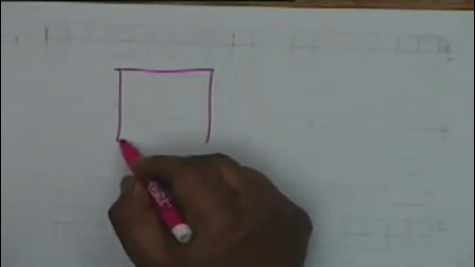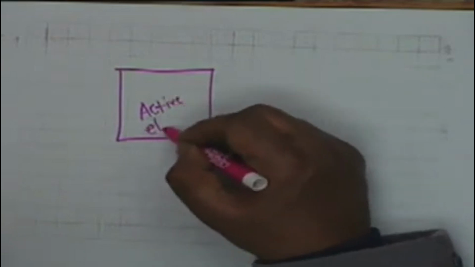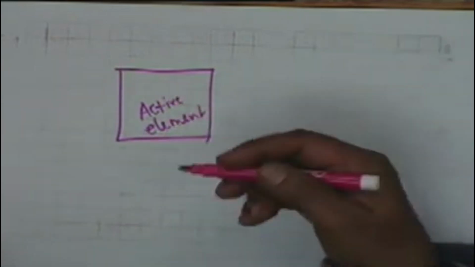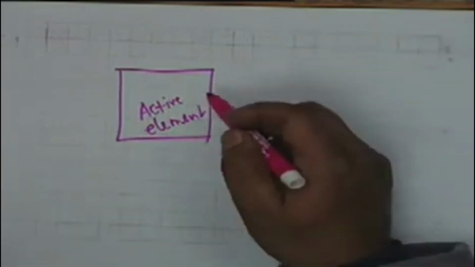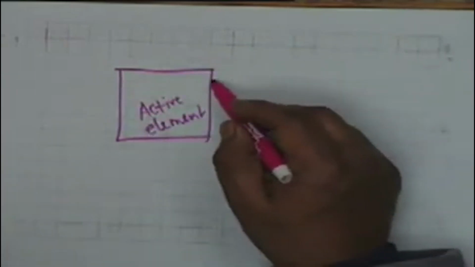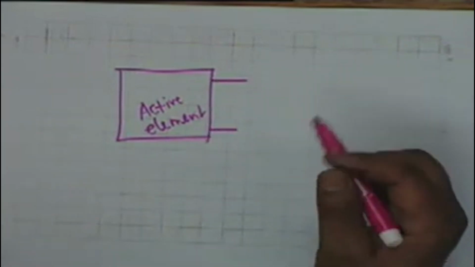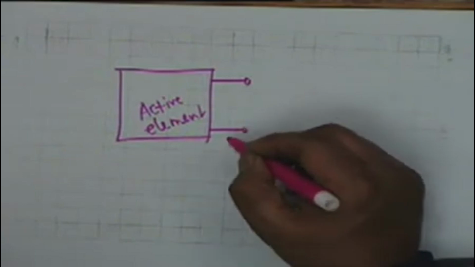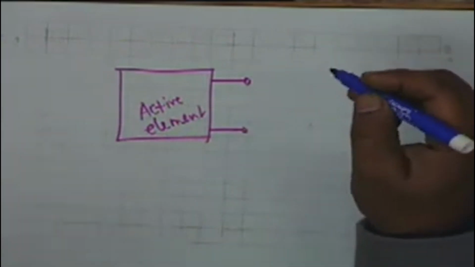Two particular cases of termination shall be important. Termination, that is, you have, let's say, an active element. It's either a current source or a voltage source. It could be ideal or non-ideal. I'm representing this by means of a box with two terminals. All right. Now, two particular cases of termination are extremely important in electrical engineering and in electronics.